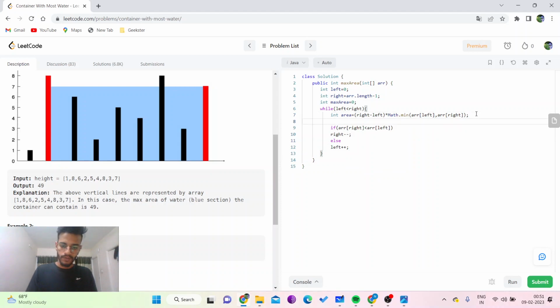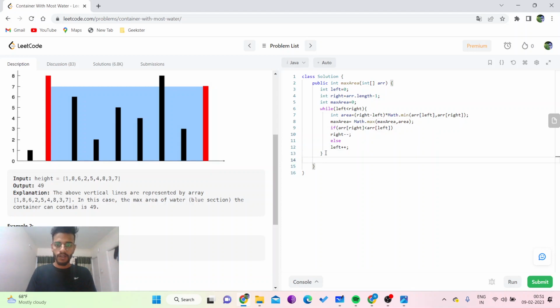And here we will keep track of the maximum area. Max area is equal to Math.max of max area comma area. Cool. So here we are always keeping the maximum. Whenever the area is changing, out of that we keep whichever is the maximum, all the time.